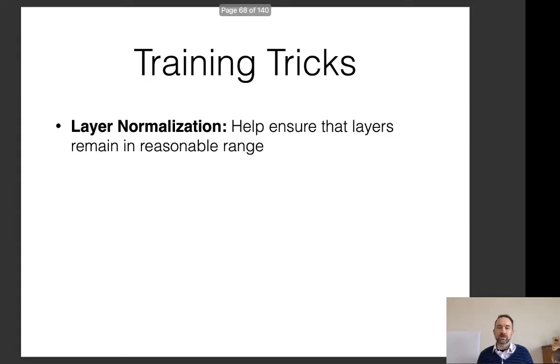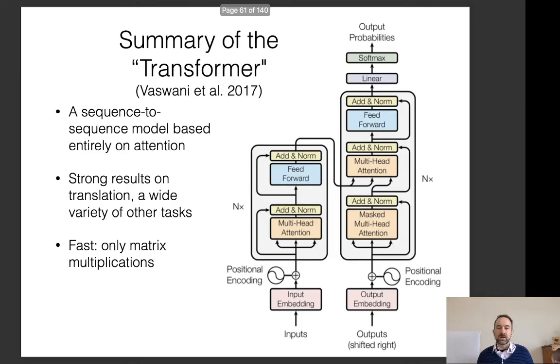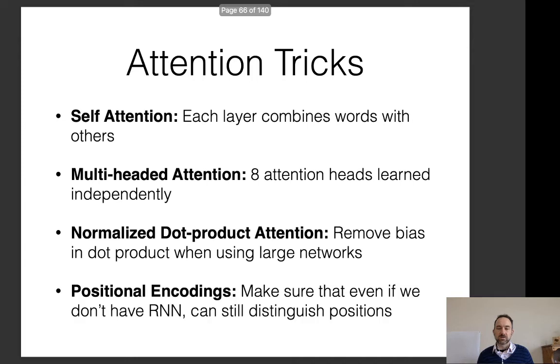With respect to training, it uses a whole bunch of tricks. One trick is layer normalization, which helps ensure that layers remain in a reasonable range. The way this works is it assures that the outputs have zero mean and unit variance after coming out of every individual multi-head attention or feed-forward network here. So you'll notice just how much the model uses normalization. It uses normalization here and here and here and here and here. And this is important for getting the models to train properly.